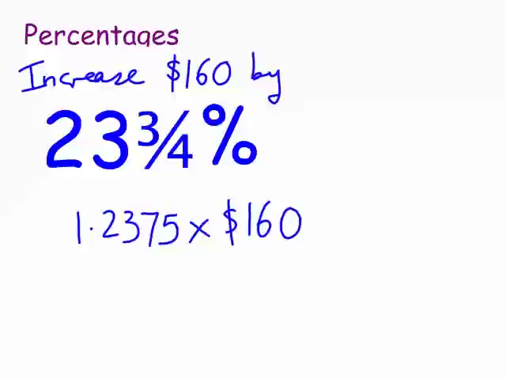So it'd be 1.2375 on the calculator, multiplied by $160, and you should get $198. So this turns out to be $198. Okay, all right, so now let's try and decrease it now.